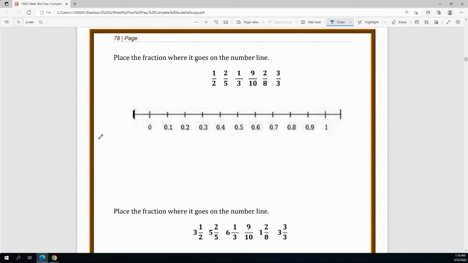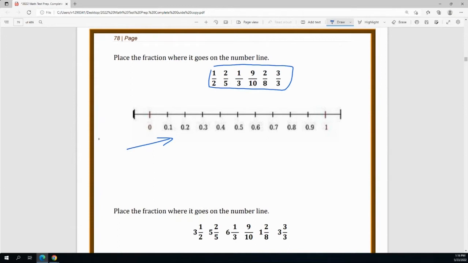Placing fractions on number lines. Again, number lines are used quite a bit on the test. They are used to show distance, like measuring tape. Let's look at these. You'll notice that you have these fractions, and you'll see that these are decimals. Remember, fractions and decimals are the same.